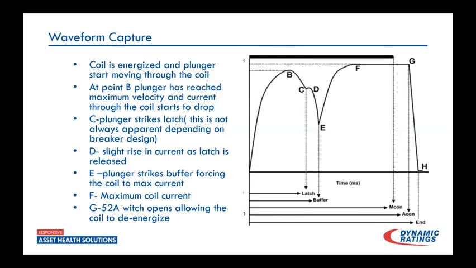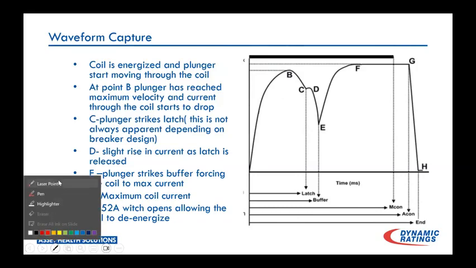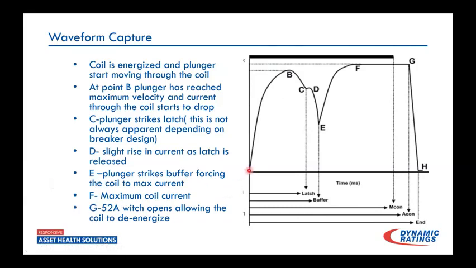So just to quickly go through this and explain what we're looking at. This is a graph typically explaining what a trip coil current would look like. If we start on the left of the graph, starting right here, the relay sends a signal to the breaker. That trip coil starts energizing. We will see this line begin to climb. So that plunger is now being pulled through the coil and is traveling to strike the latch. At point B, that plunger has reached the maximum velocity that it can reach. So we're going to see that current start to fall at that point until we hit C. C is where you will hit the plunger.